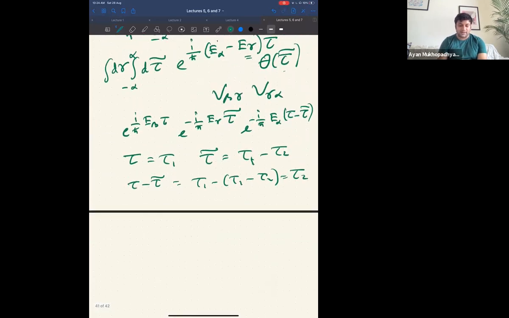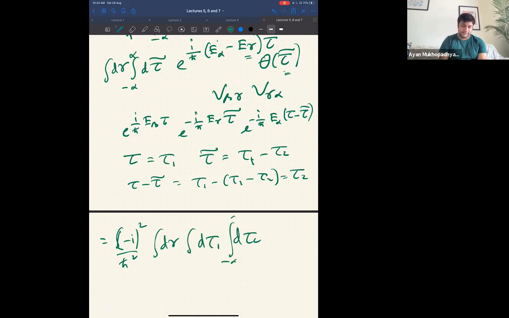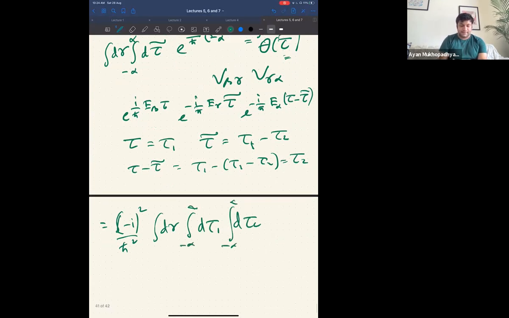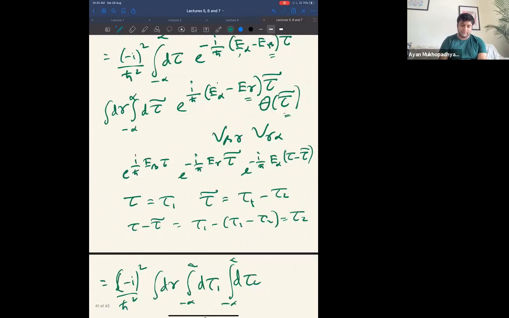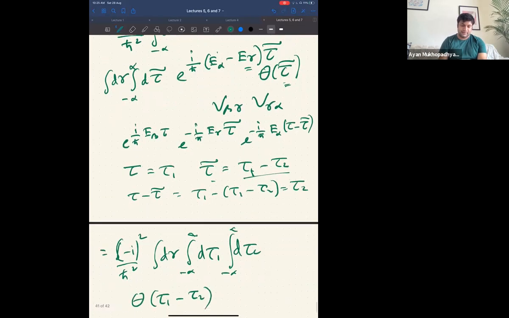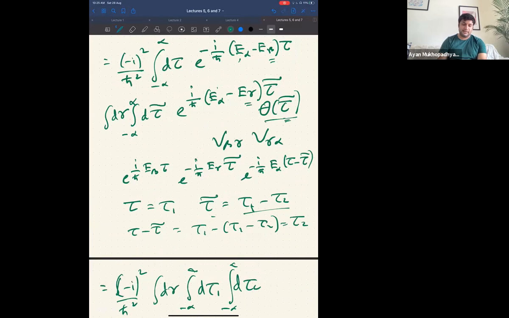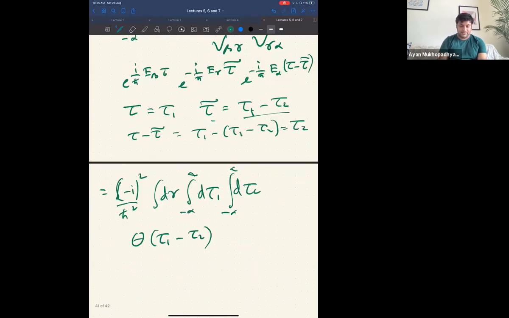And if I write in terms of tau1 and tau2, what happens is as follows. This expression above becomes, so theta of tau tilde will become, tau tilde is tau1 minus tau2. So this expression is then minus i squared by h bar squared, d gamma, and then d tau1, d tau2, all of these going from minus infinity to infinity. And then there is a theta of tau1 minus tau2. Theta of tau1 minus tau2 comes from tau tilde being tau1 minus tau2, and I had a theta of tau tilde here originally. And then I have to write these prefactors.